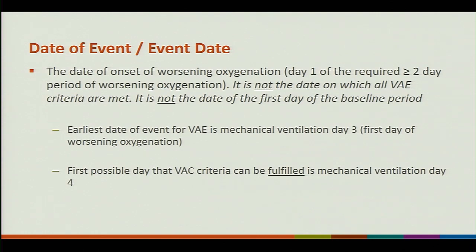Okay, so hopefully by now you have a pretty good understanding of the baseline period of stability or improvement and finding evidence of worsening oxygenation to help you determine if a VAC has been established. Next, you'll want to know the date of event. This is defined as the date of worsening of oxygenation. The earliest possible date for this is mechanical ventilation day 3, because remember you need 2 days of stability before you can have evidence of worsening oxygenation.